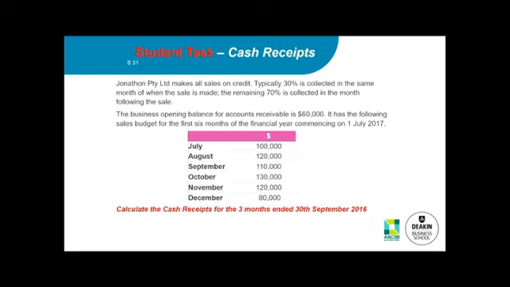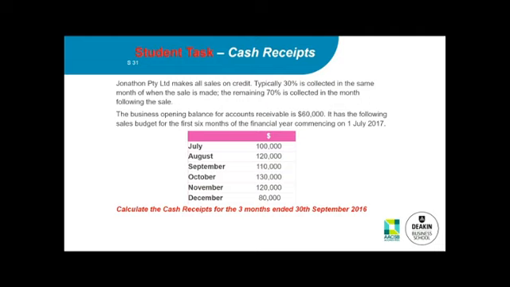So let's have a look at an exercise. Jonathan Proprietary Limited makes all sales on credit. Typically, 30% of credit sales are collected in cash in the month of sale, and the remaining 70% in the month following the sale. The opening balance for accounts receivable is $60,000. What that means is that we expect to collect $60,000 in cash this month, and by this month we mean July.